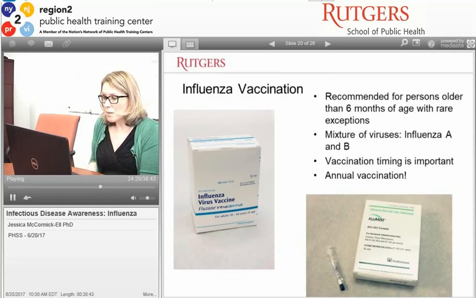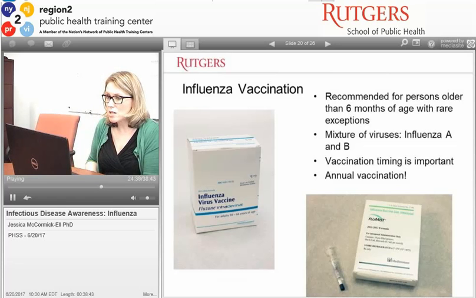And so let's talk about the flu vaccine. There are a lot of different formulations. I'll spend a little more time on that in the next slide. But basically, they're recommended for persons more than 6 months of age, and there are rare exceptions. And as they increase the number of formulations of flu vaccine, those exceptions are decreasing.